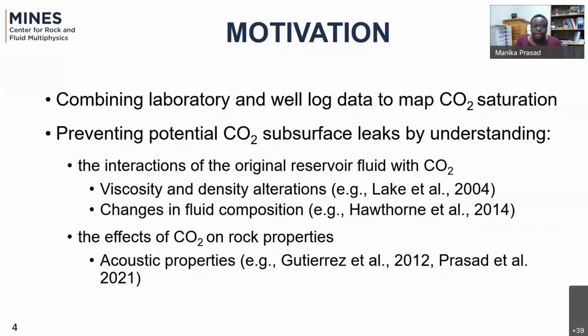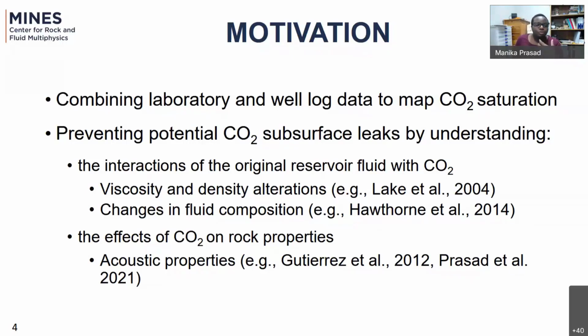So the effects of the fluid change could also affect the entire rock because the rock houses the fluid. And so we'd expect some acoustic properties to be altered, like Gutierrez had said, and like we have in our publication in The Leading Edge as well. So all of this motivation is to tell us that something is changing and it's not just the saturation effect.